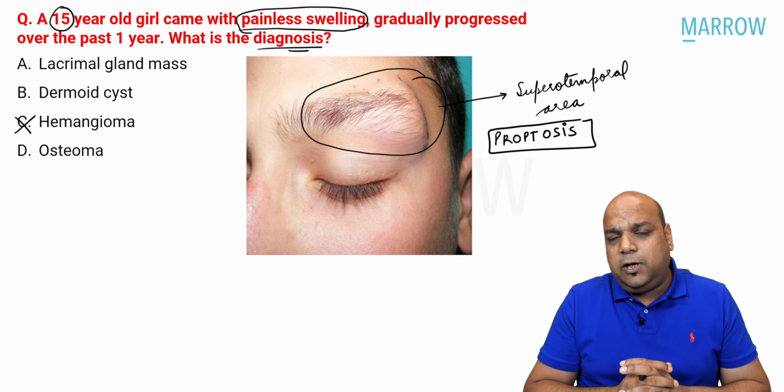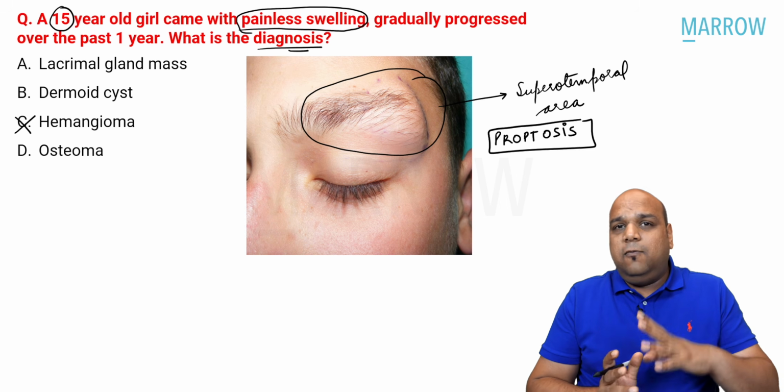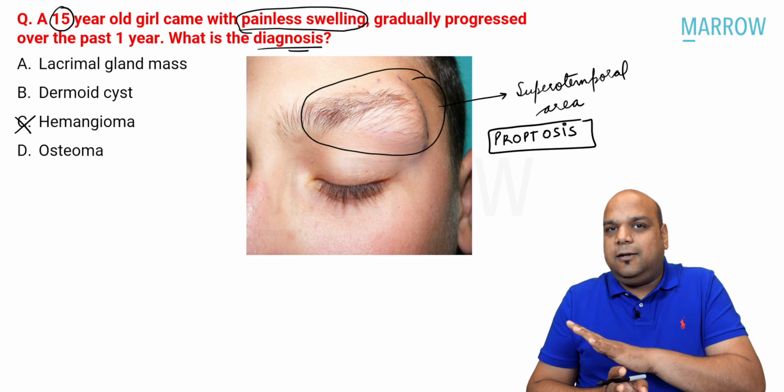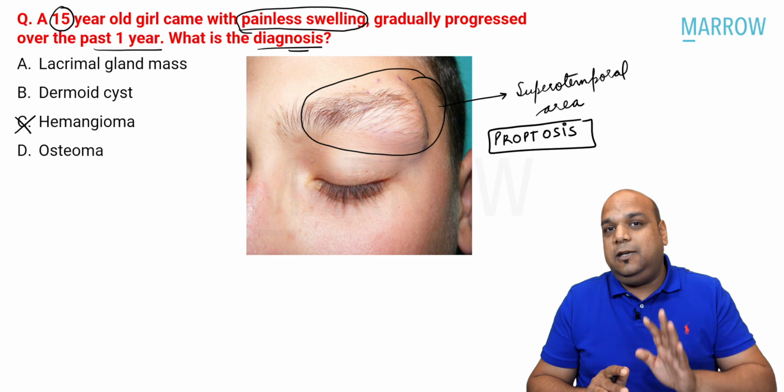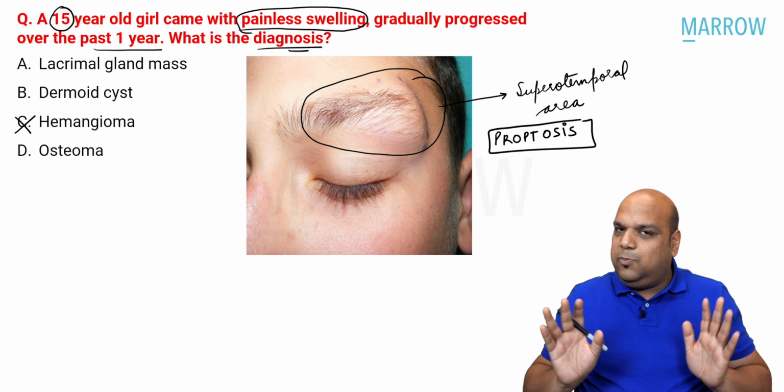Secondly, hemangioma is of two types, capillary hemangioma and cavernous hemangioma. One will occur in an infant, one will occur in an adult. But here the age group given is 15 years with symptoms for the past 1 year. That means the age of onset was 14 years. So hemangioma is ruled out through both the things.